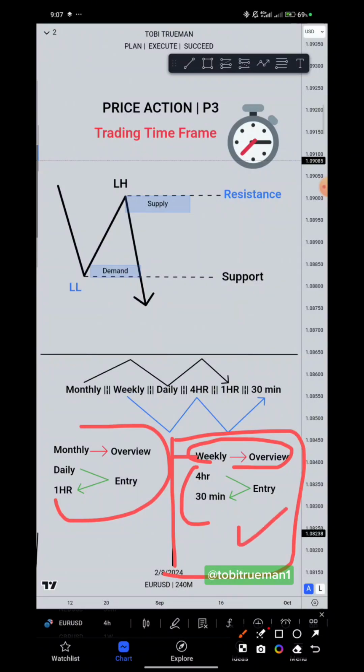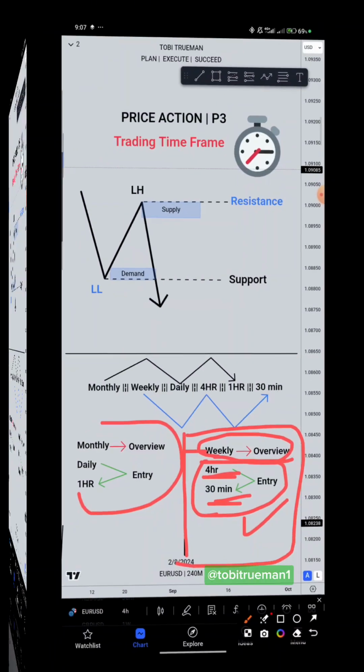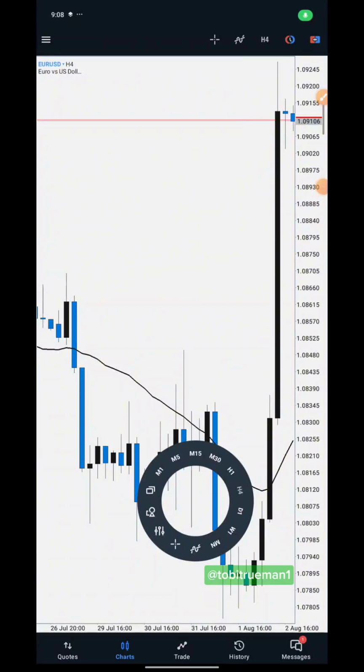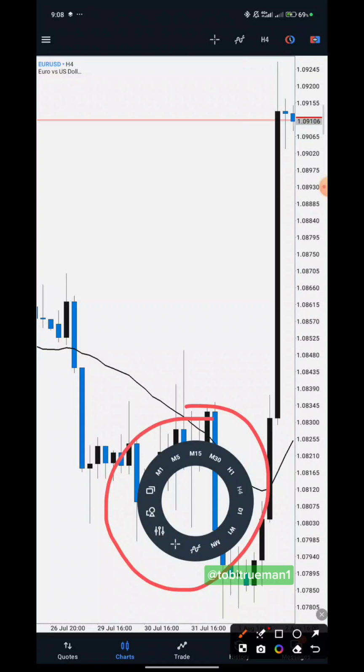I will check my weekly time frame to see what price is doing, general understanding. If I see an entry there, I can also take it if I want to, but my entry time frame is going to be the 4 hour and 30 minutes time frame. So I have to stay on the 4 hour time frame, see what price is doing there. Then probably if I want to also go to the lower time frame, I will now go to the 30 minutes time frame.